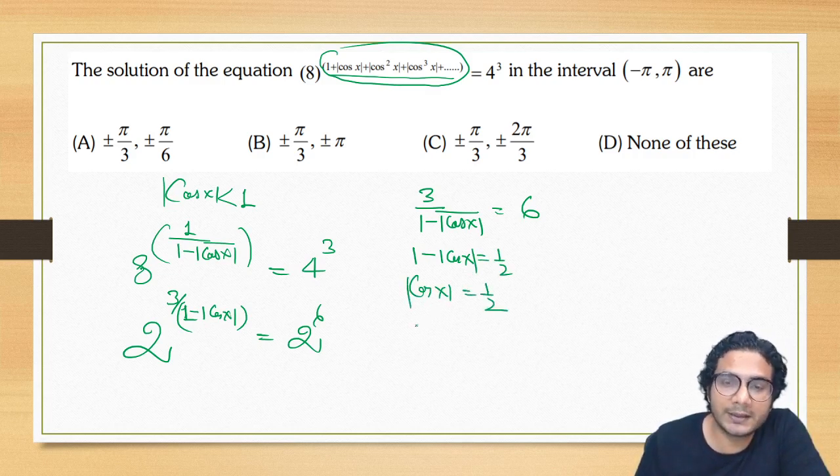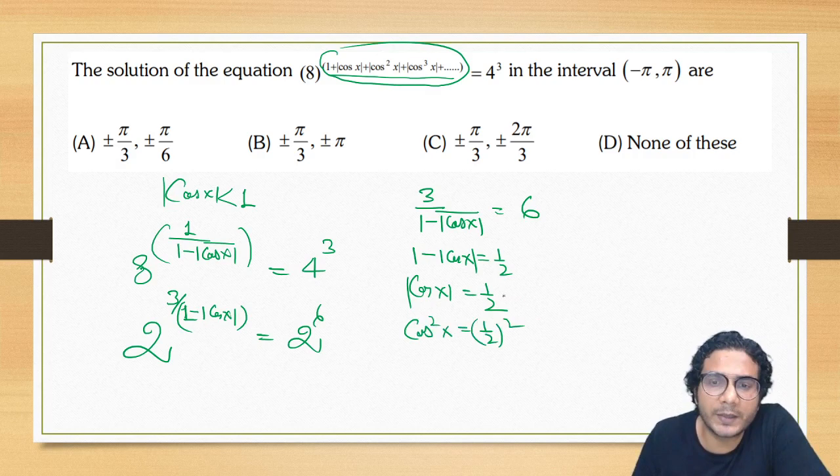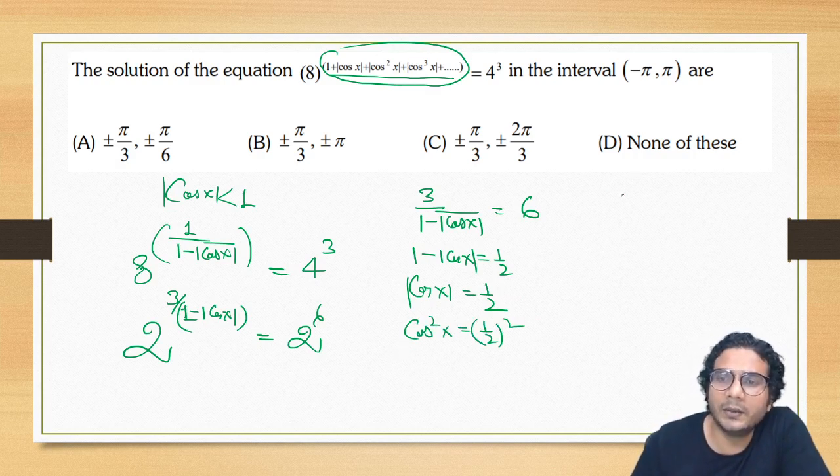So that means it's like the similar equation, cos square x is equal to 1 by 2 the whole square, because we'll get cos x is equal to plus minus 1 by 2. And you need to write only values in this interval, minus pi to pi. So minus pi to pi, it's pretty simple, you can write it easily.